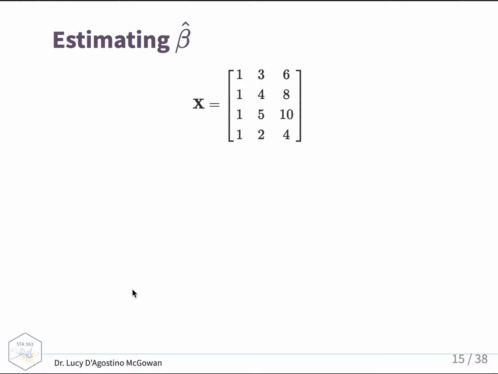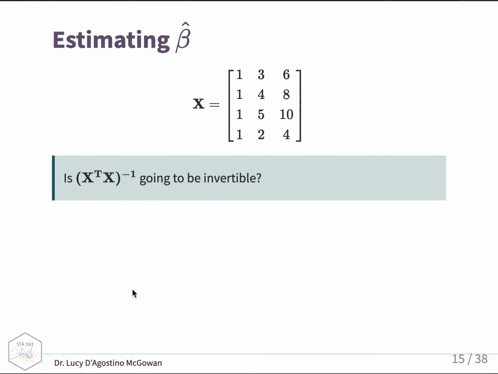Let's try another one. So here's another matrix, X. Do you think that this is going to be invertible? I'm going to give you a second to just look at this matrix. So what is N and what is P here? N is 4 and P is 3, so we're still okay in that realm. We don't have more variables than we do observations, so that's not the problem. But what about multicollinearity?